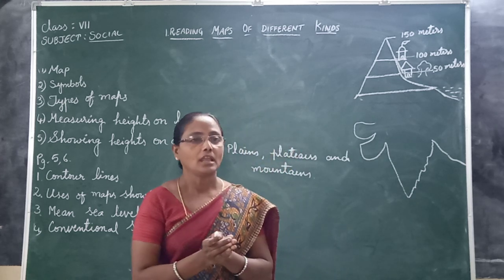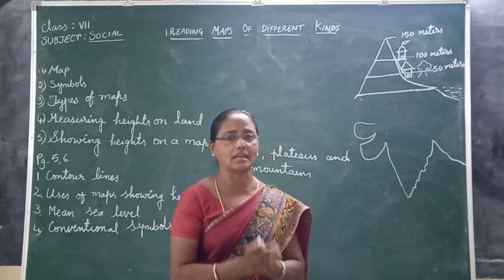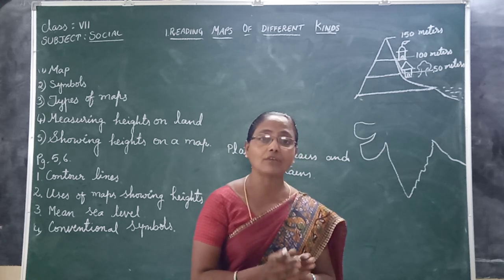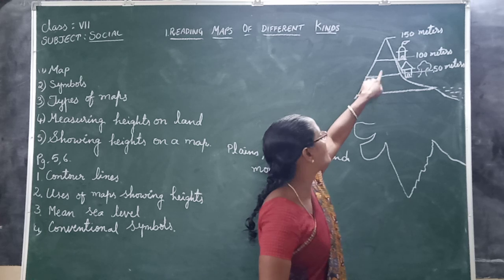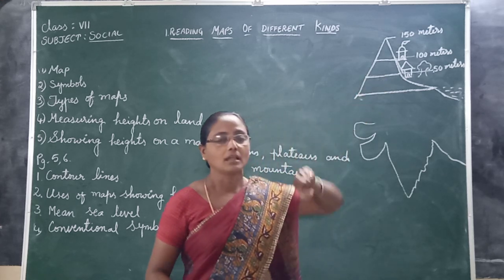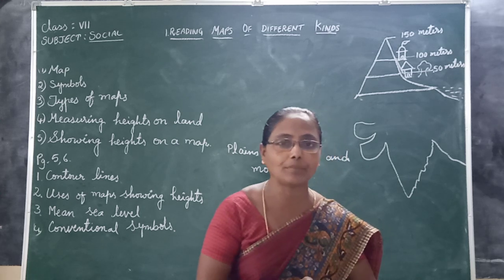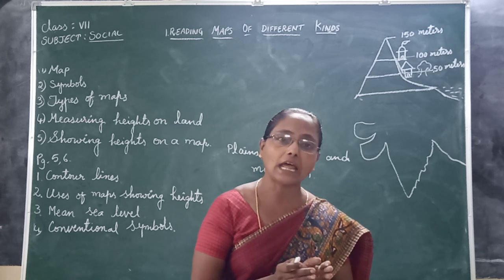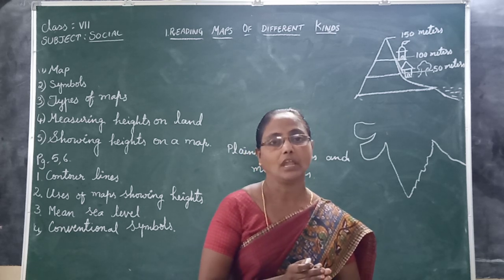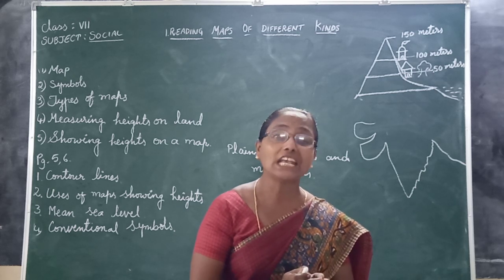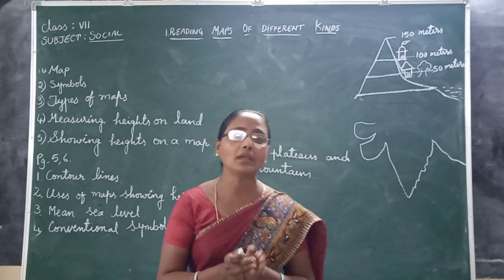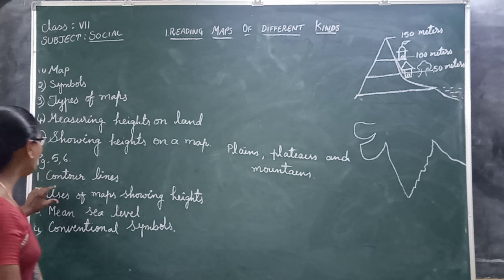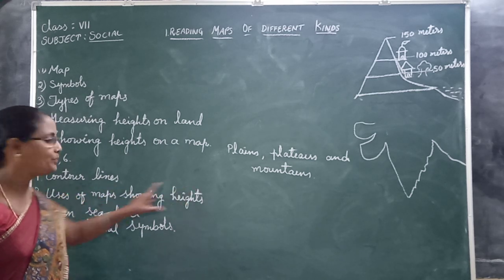One more example. If the slope of the land is gentle, the contour lines will be quite far from each other. Okay, understand? When the contour lines are quite far from each other, the land has a gentle slope. Now, next, uses of maps showing heights.